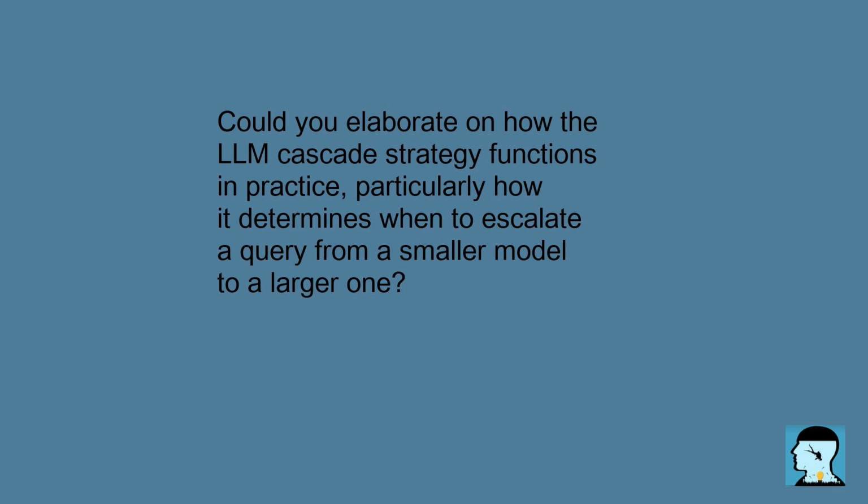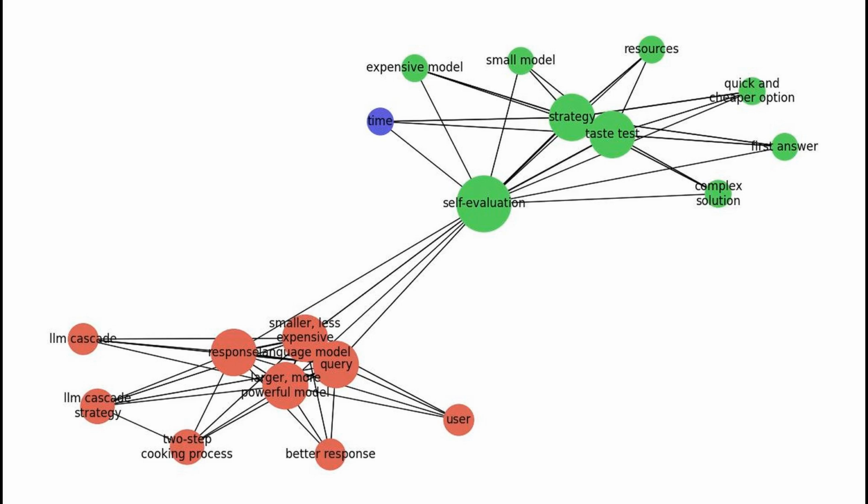Could you elaborate on how the LLM cascade strategy functions in practice, particularly how it determines when to escalate a query from a smaller model to a larger one? So the LLM cascade strategy works like a two-step cooking process. Just imagine you are trying to make a soup. First, you start with a simple recipe that uses basic ingredients. You taste the soup to see if it's good enough. If you think it tastes great, you serve it right away. But if it doesn't taste right or is missing something, you then decide to add more ingredients and make it fancier.